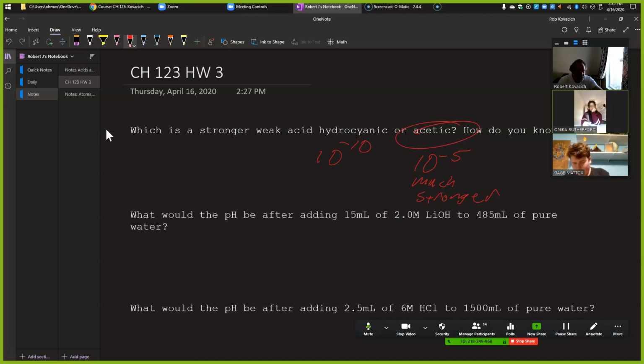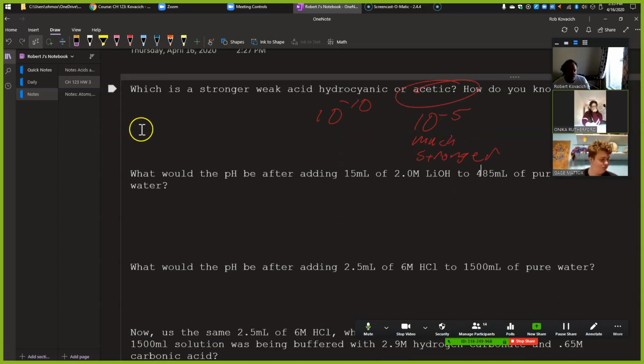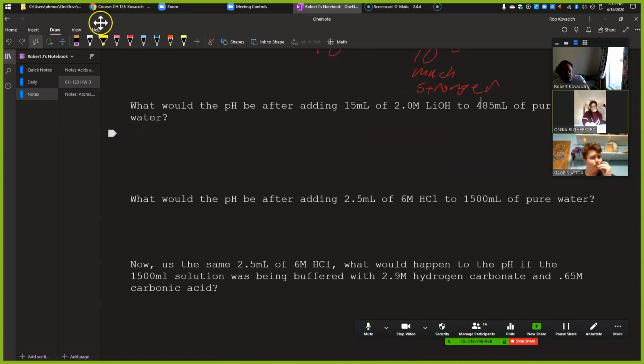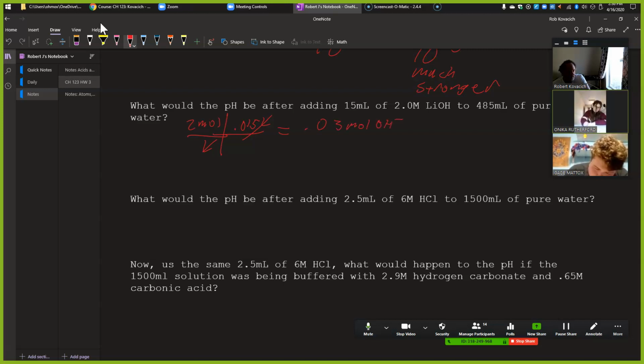What would be the pH after adding 15 milliliters of 2 molar and so on? Okay, so for pH, I need the concentration in moles per liter of hydronium ion. So I need 2 moles per liter, and then we had 0.015 liters. So the liters cancel out, and we get 0.03 moles of OH minus.